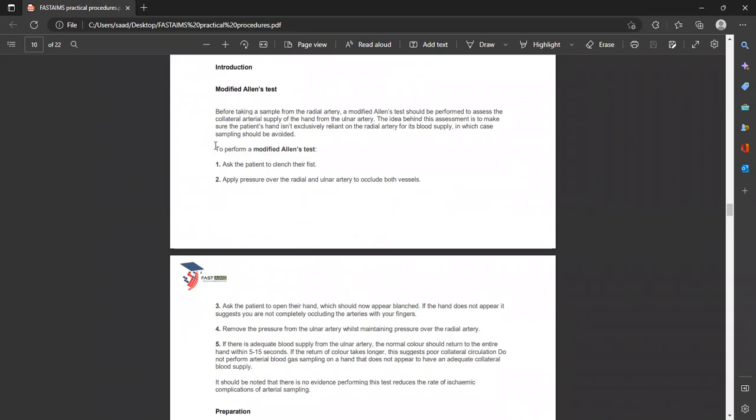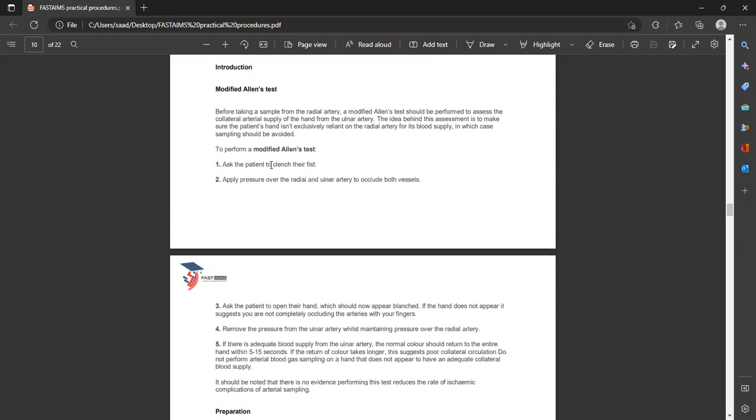Okay, so to perform this, now the problem arises. The video I will be showing you, they perform it on a real patient, on a real human. But in the scenario, in the examination, we will not be having a real patient or a human. We will be having a mannequin, a dummy. So how are we going to perform this Allen's test? There are two ways.